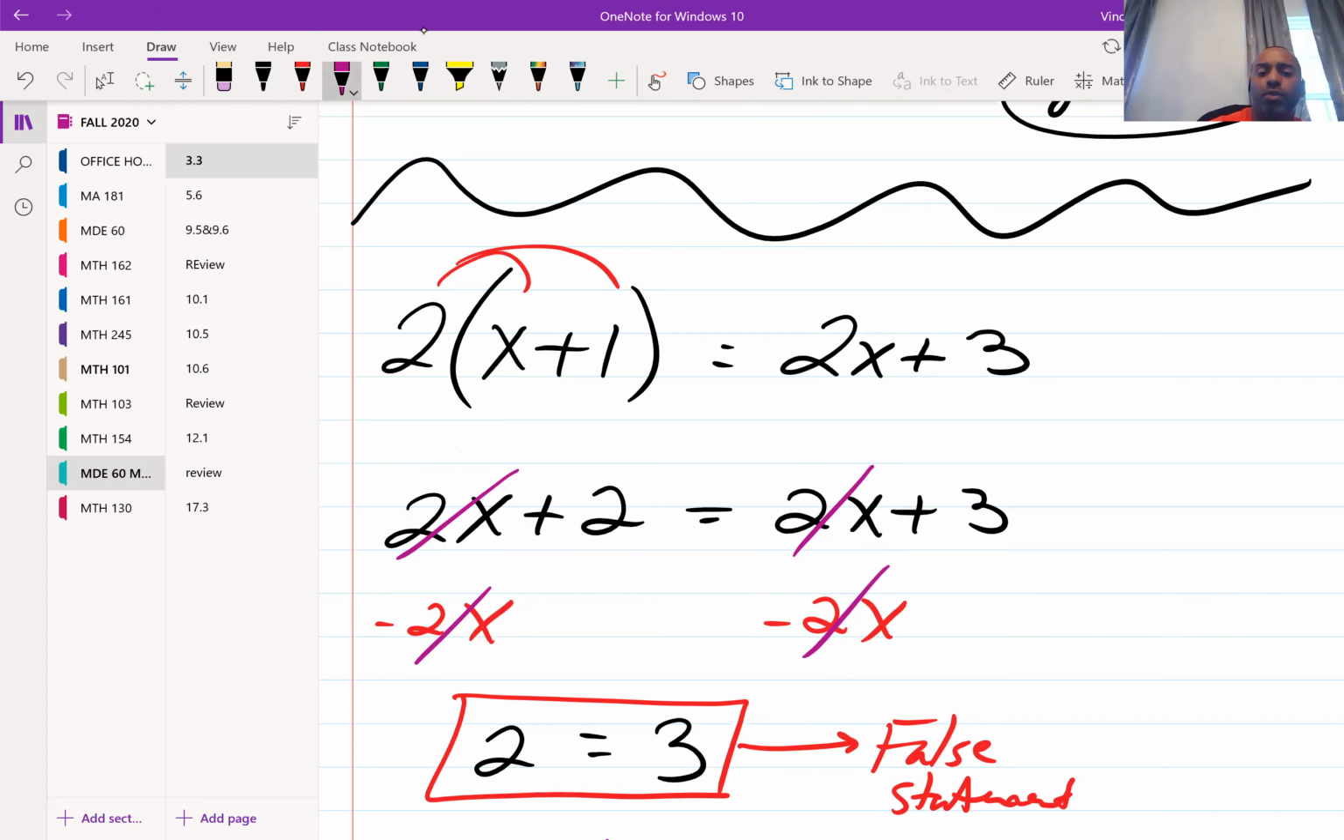And that leaves you with 2 equal to 3, which is a false statement. Now, our answer isn't "false statement." I'm just telling you the outcome that has occurred. 2 is not equal to 3, so that's false. So whenever your variables cancel and you end up having a false statement, your answer is no solution. So that is your answer. The answer is no solution.